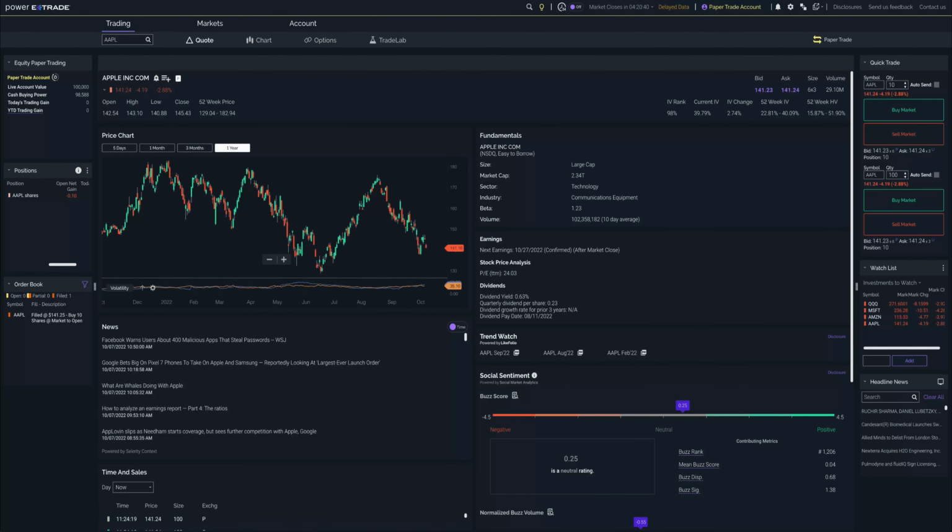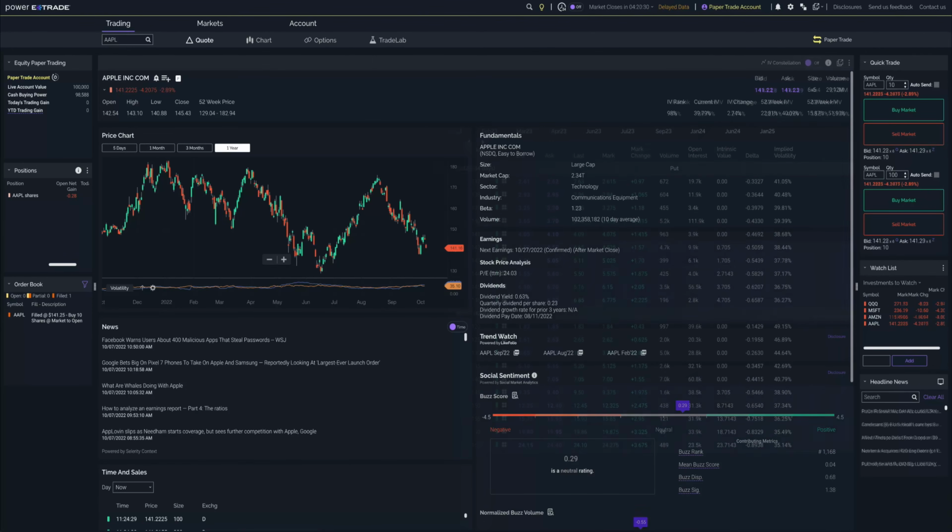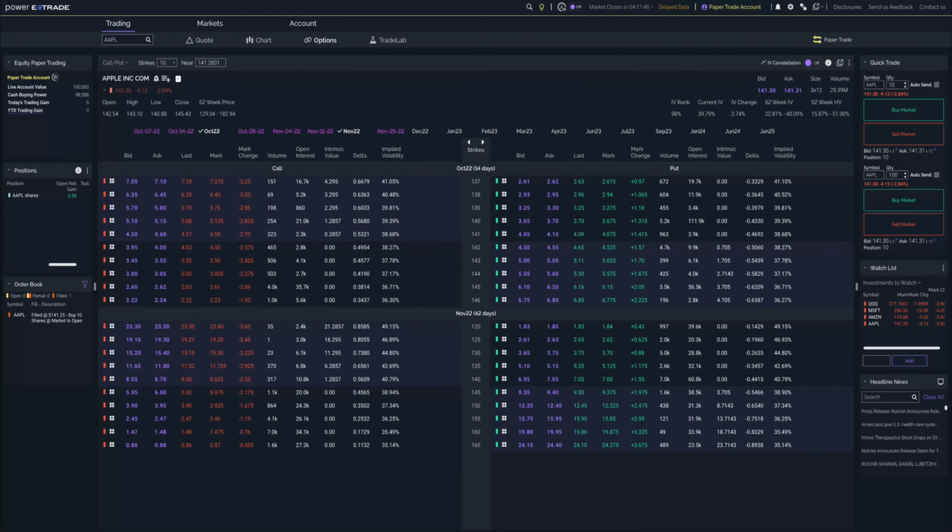The left and right side of the platform is customizable. I will show you how to make changes after we finish the navigation of what can be found and where. Next to it is the charts, and then we have options. If you recall when we talked about options earlier, here you can see a much better outlook on how to trade options because you have a wider look on prices.